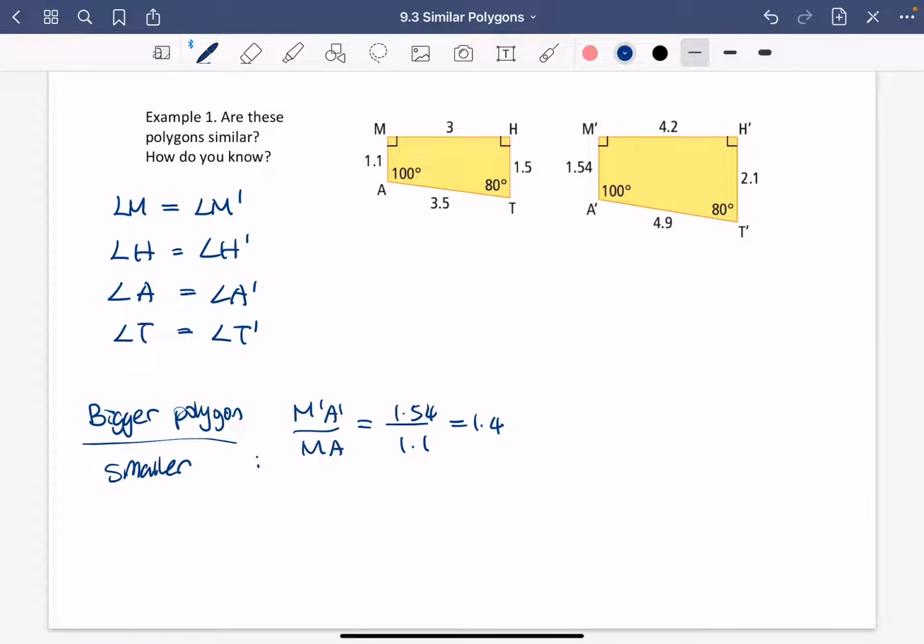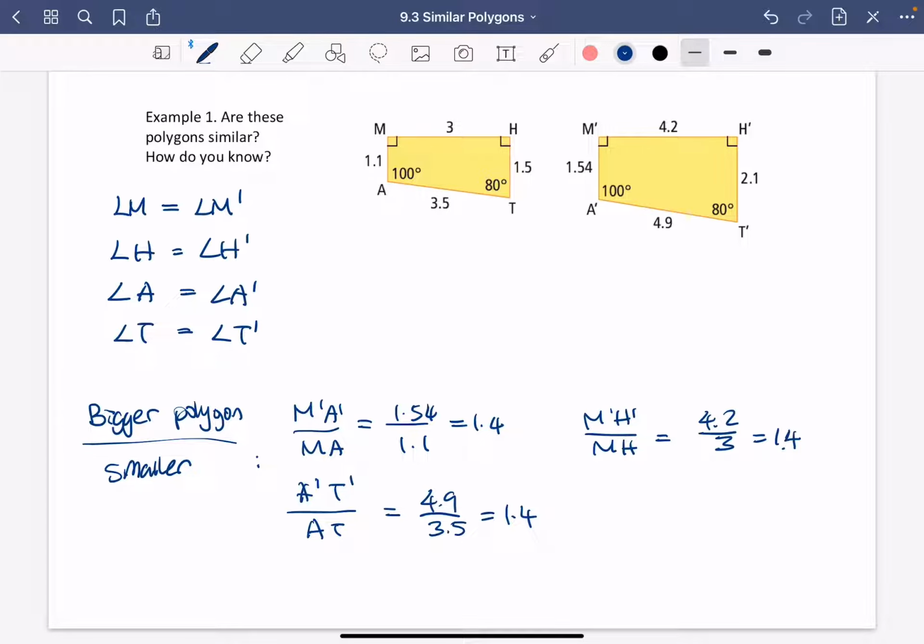So let's try the second one. A prime T prime over AT. So that's 4.9 over 3.5, also 1.4. We'll check all the sides, okay? So third one, we can do M prime H prime over MH. That's 4.2 over 3, again 1.4.